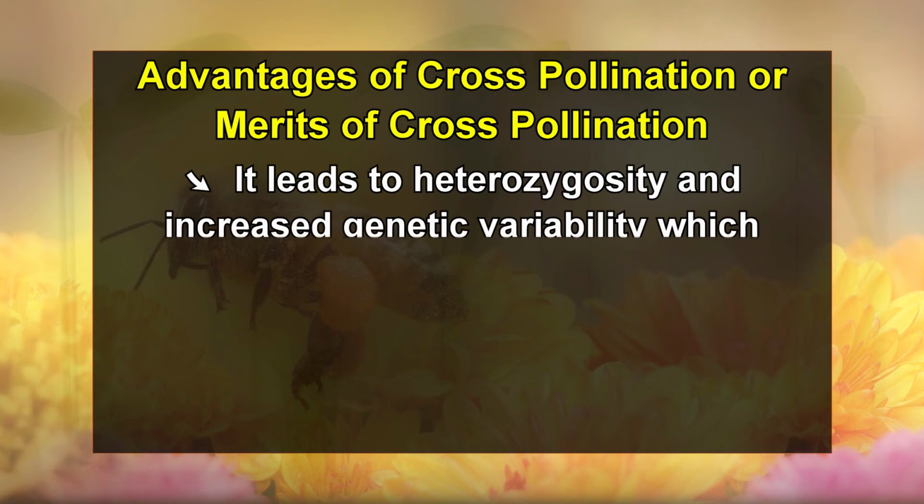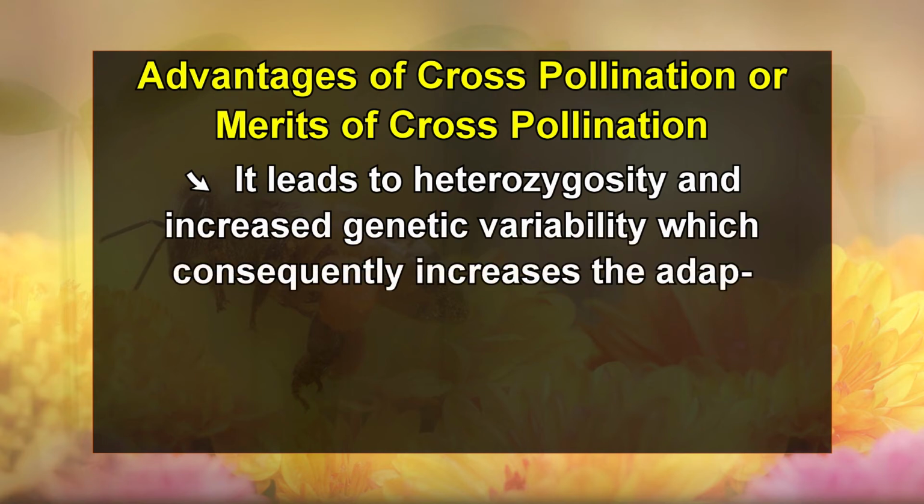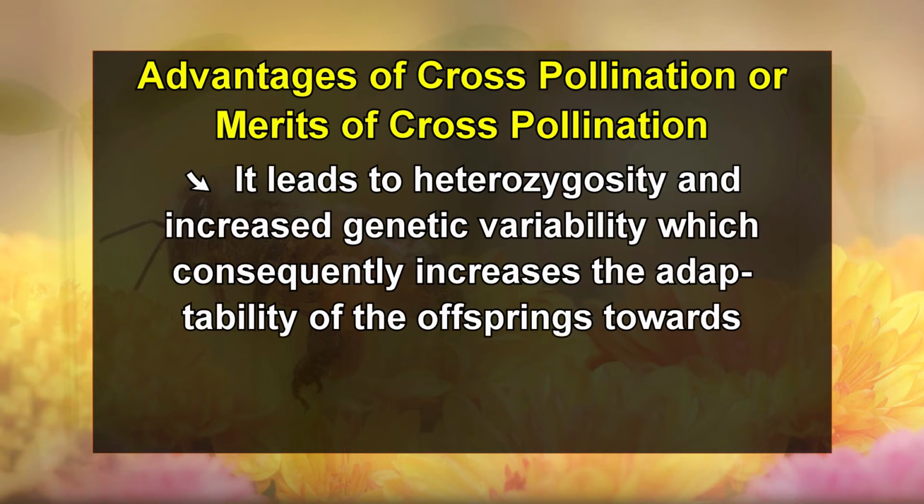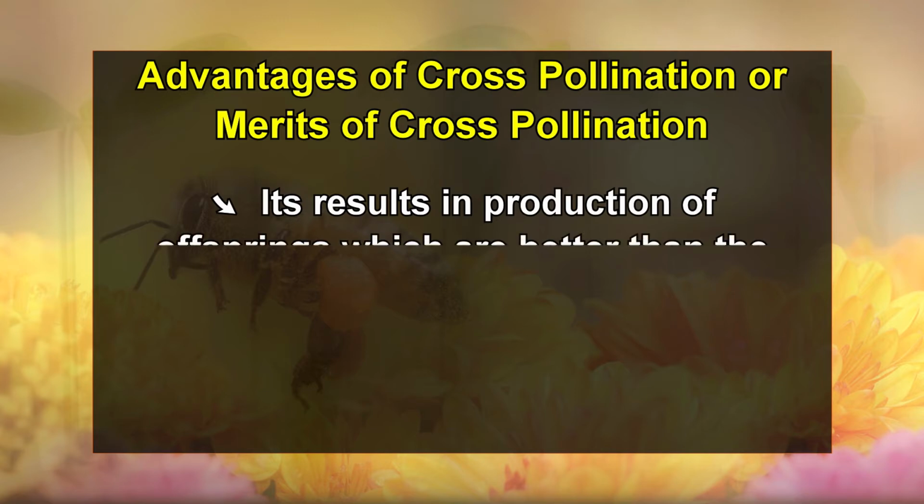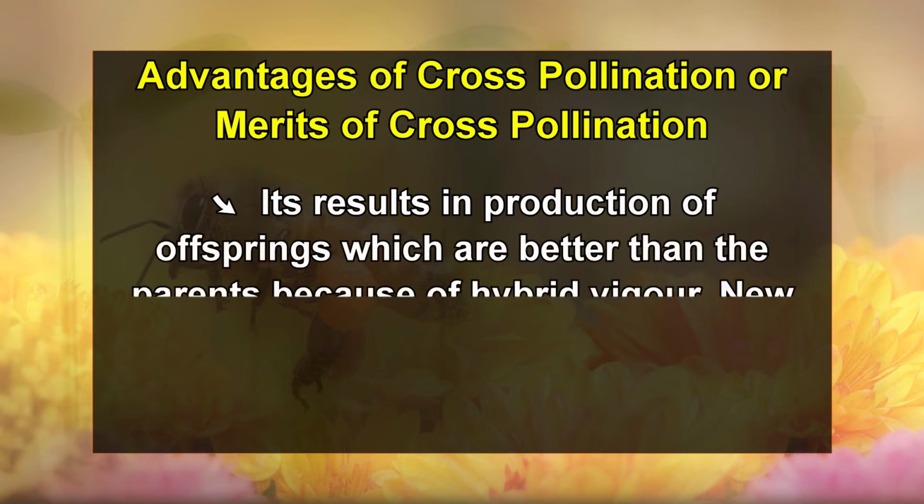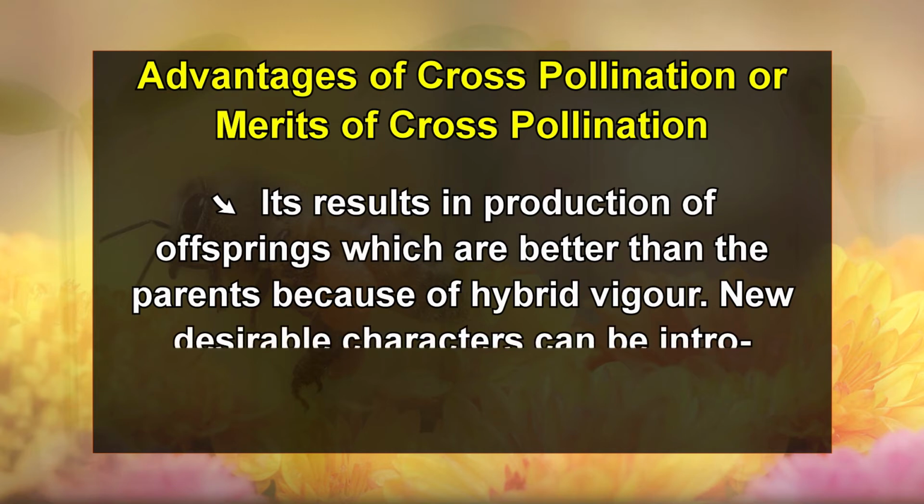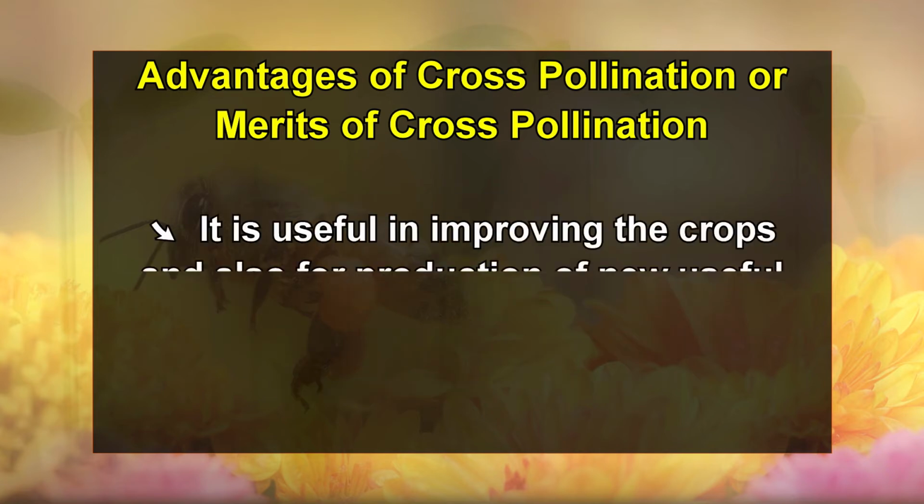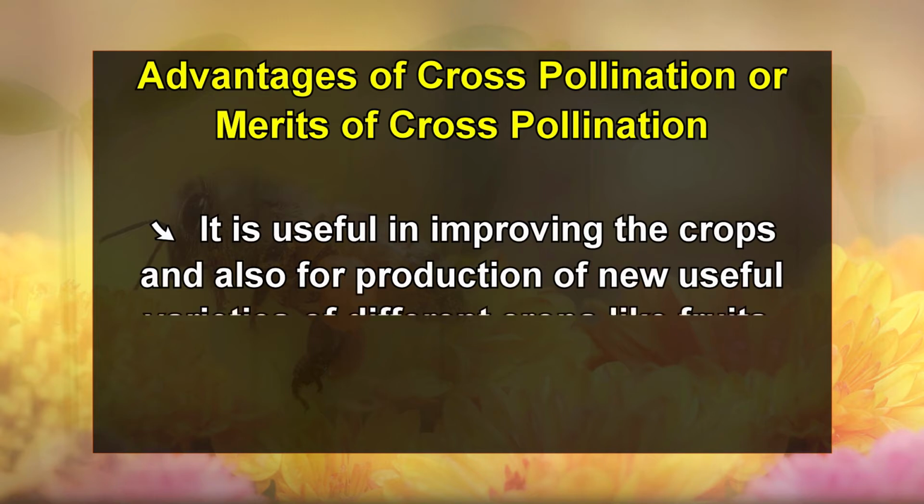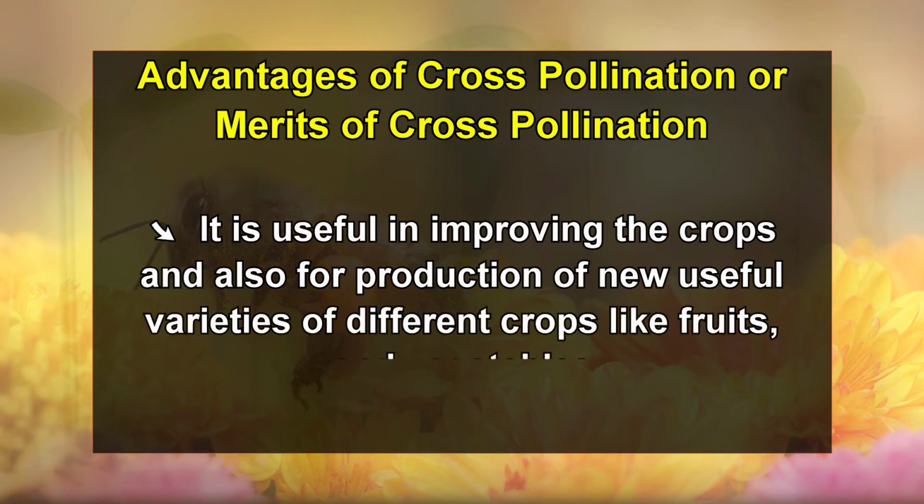Cross-pollination leads to heterozygosity and increased genetic variability, which consequently increases the adaptability of the offsprings towards changes in the environment or climate change. The cross-pollination results in the production of offsprings which are better than the parents because of the hybrid vigor. New desirable characters can be introduced in the progeny. Cross-pollination is useful in improving the crops and also for production of new useful varieties of different crops like fruits and vegetables.